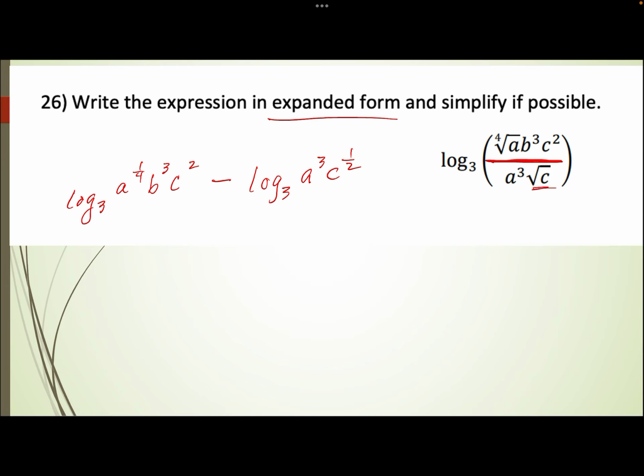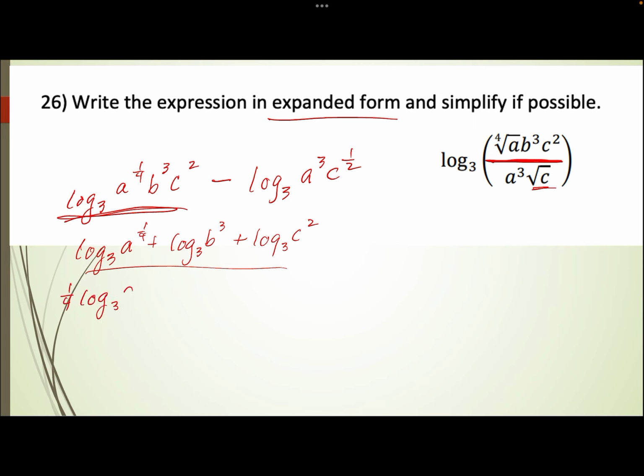So now I'm just going to concentrate on this one. How do I separate multiply? Well, I separate multiply by adding. So I get log base 3 of a to the 1/4 plus log base 3 of b cubed plus log base 3 of c squared. And I'm going to finish this one out, and then we'll do the other side of the subtraction. So the only thing I have left to do is bring the exponents to the front. Log base 3 of a plus 3 log base 3 of b plus 2 log base 3 of c.